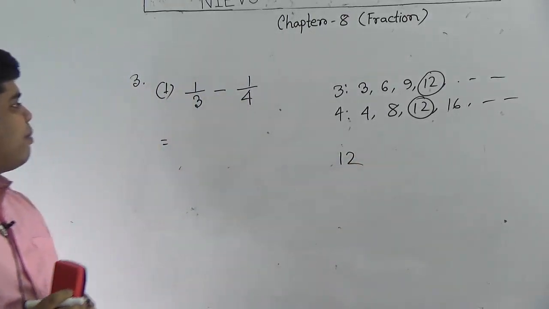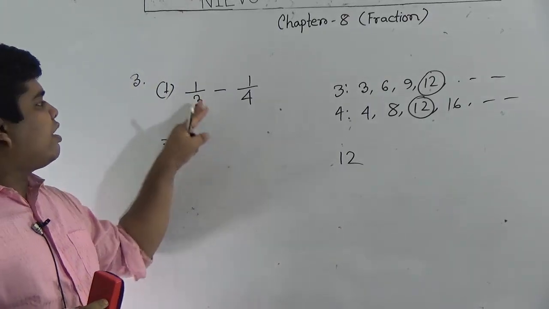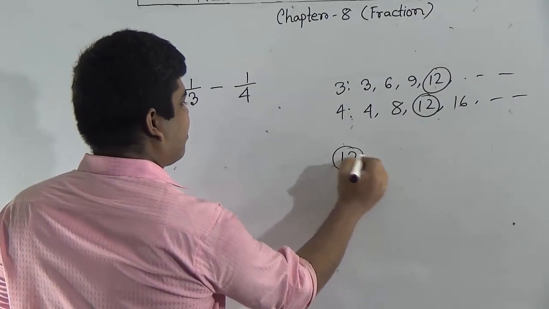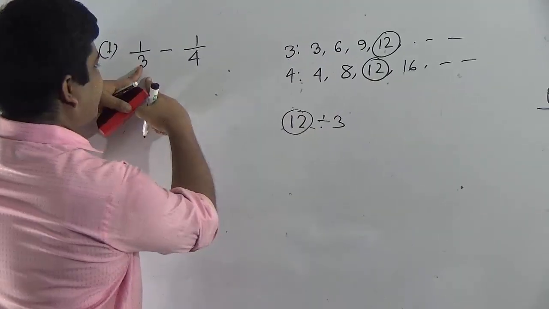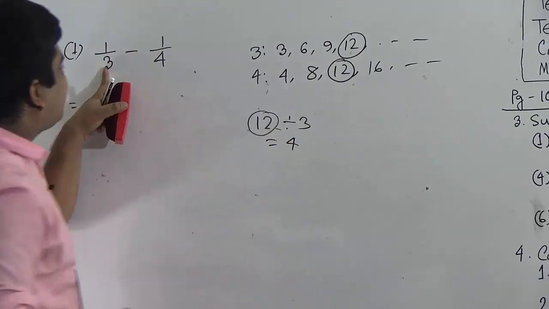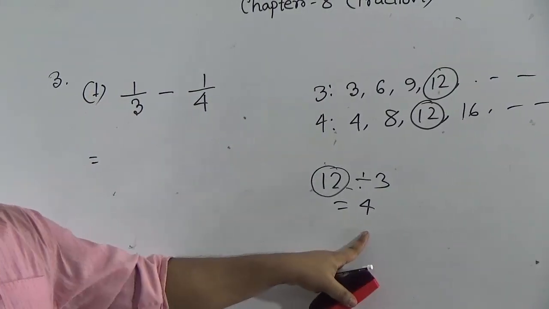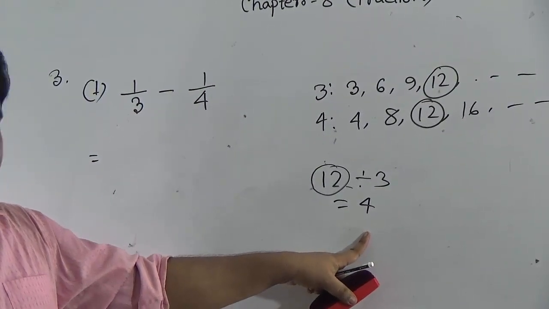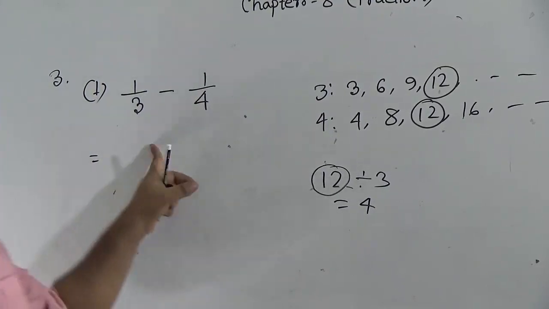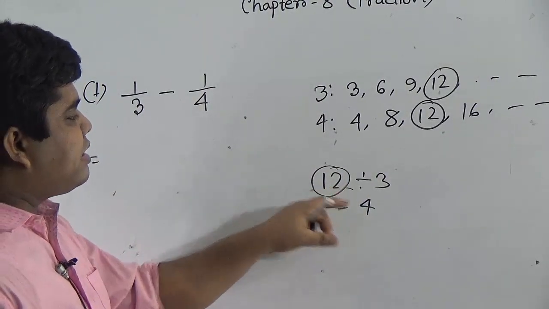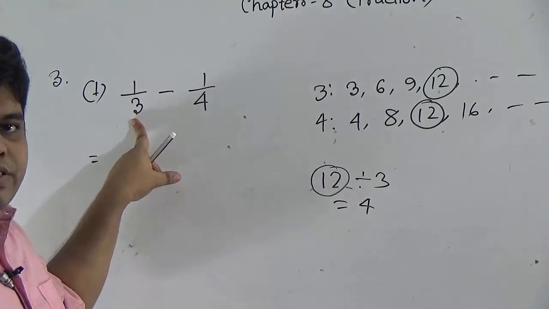So how can we make the common denominator of these two fractions? Now we divide this 12 by 3. By 3 we get 4. Now we multiply this numerator and denominator by this 4. Do you understand what I want to say? At first we find out the LCM. After that we divide this LCM by the denominator of the first fraction.